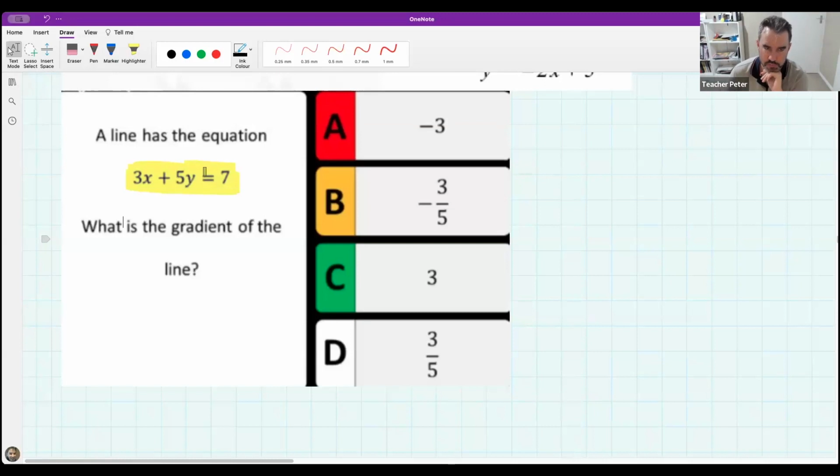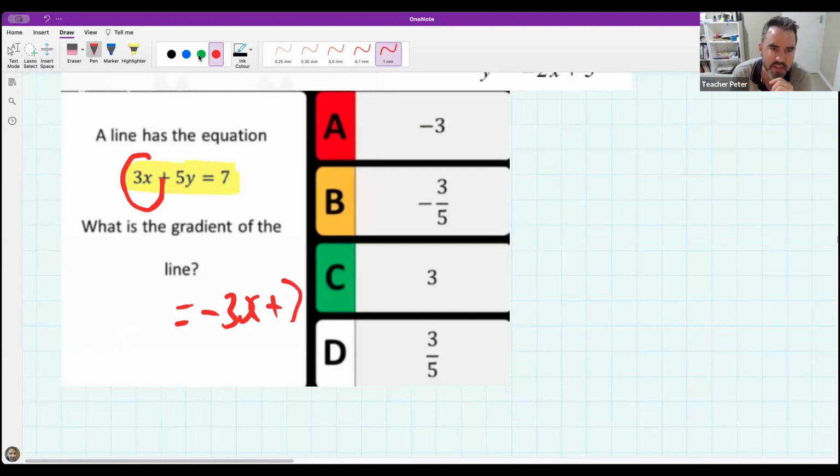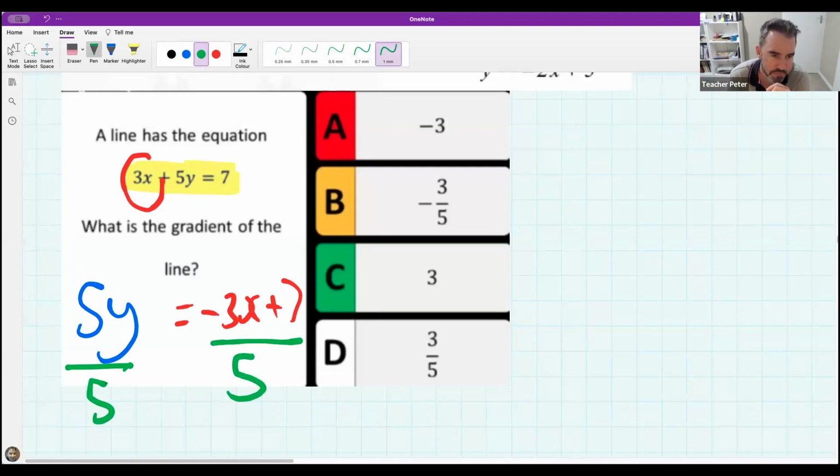I wonder what we should do to make it easier to find the gradient. I wonder if we shouldn't do something similar to what we did last time. Maybe that can help us. So I want to get that 3x to the other side, and I'll get minus 3x plus 7, but then I've still got a 5 hanging around. So how would I get rid of that 5? Well, I would have to divide both sides by 5.